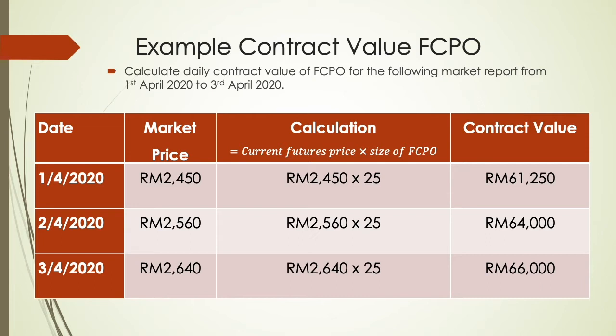So to calculate the contract value, we must use formula contract value for FCPO, which is the current futures price times size of FCPO. So size of FCPO is 25 metric ton per contract. So 2450 times 25, you get 61,250 ringgit. For 2nd of April, 2560 times 25, so you get contract value of 64,000. And for 3rd April, the market price at 2640 times 25 ton, you get 66,000 ringgit per contract.